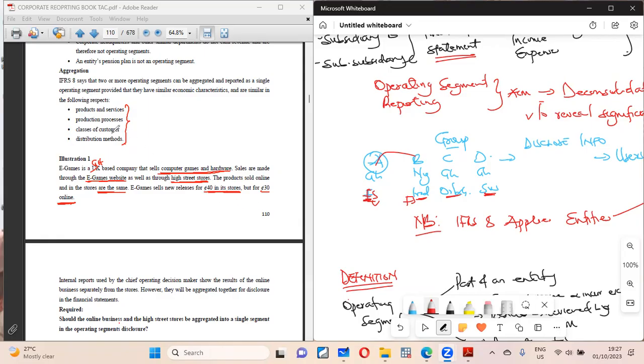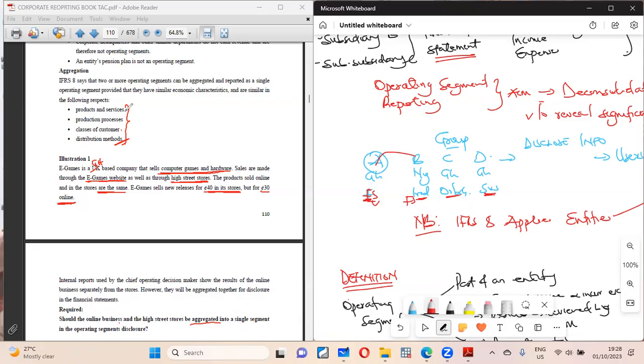What about the class of customers? Is it the same for this product? It's also the same. What about the distribution method? Is it the same? No. So the distribution method, one is online and the other one is on the store. Because of that, we cannot say we can aggregate it. So the question as to whether we can aggregate it into a single operating segment, the answer is no.